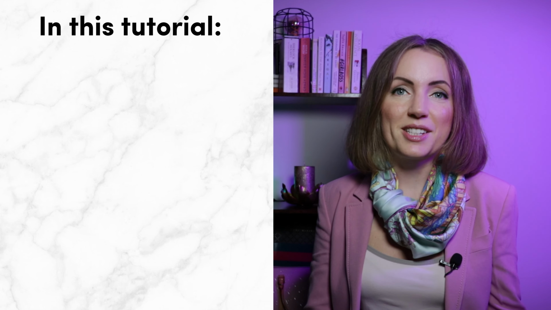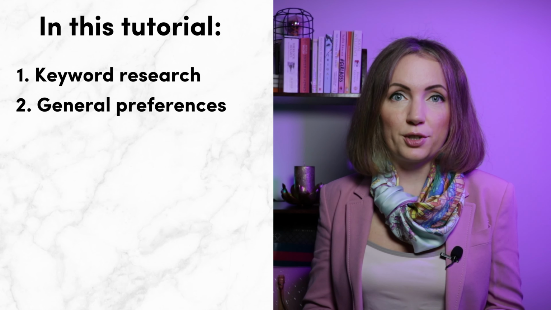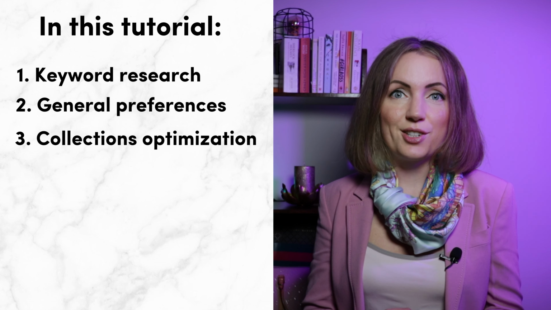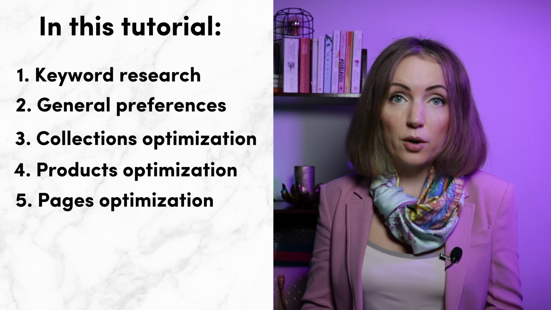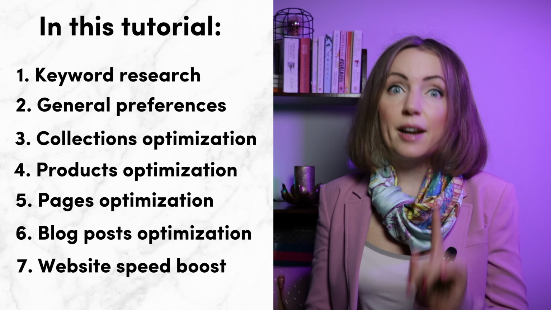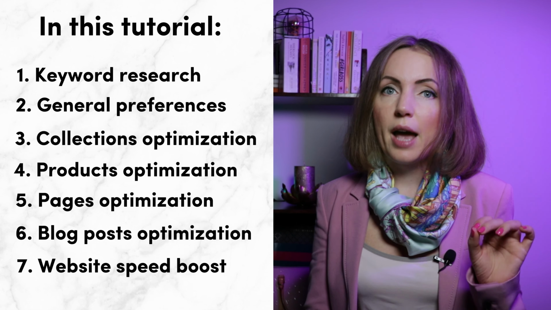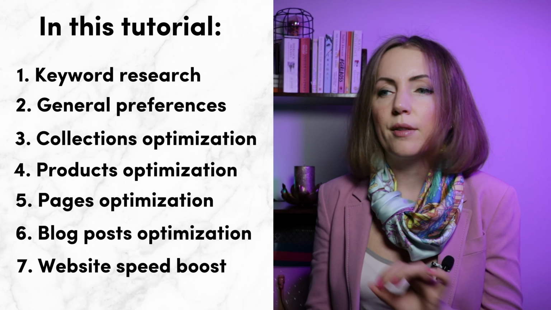I'll be explaining each step in detail, so all you have to do is just watch the video and repeat after me. This Shopify optimization guide has 7 sections: keyword research, general preferences, collections optimization, products optimization, pages optimization, blog post optimization, and website speed optimization. And I promise that if you implement everything from this video, you will start seeing organic traffic within 3 months or so.